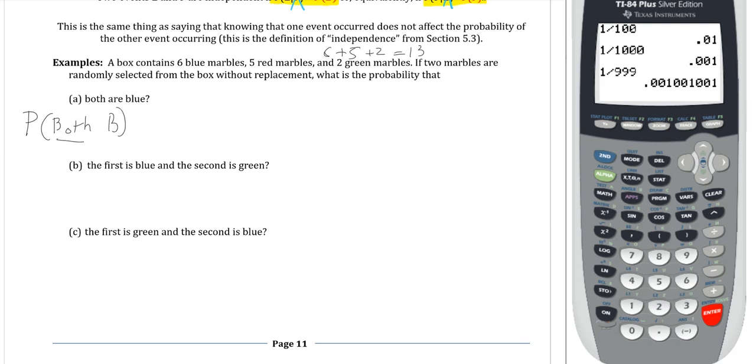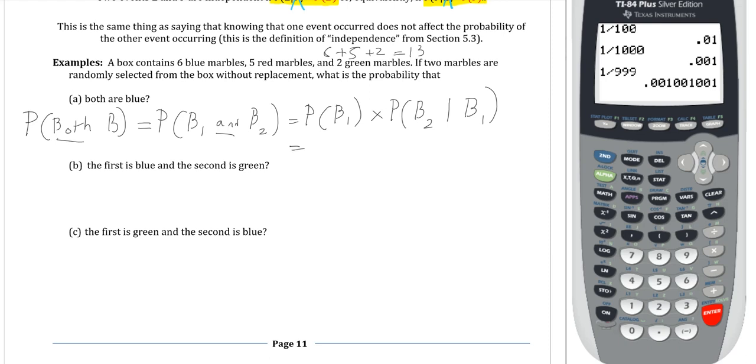Both is a key word that helps us identify this is going to be a multiplication, because what this means is the probability that the first marble I select is blue and the second marble I select is blue. That's what both means. Therefore, this is going to be the probability that the first marble is blue times the probability that the second marble is blue, and from now on we're going to use the general multiplication rule, which says the probability the second marble is blue given that the first one was.